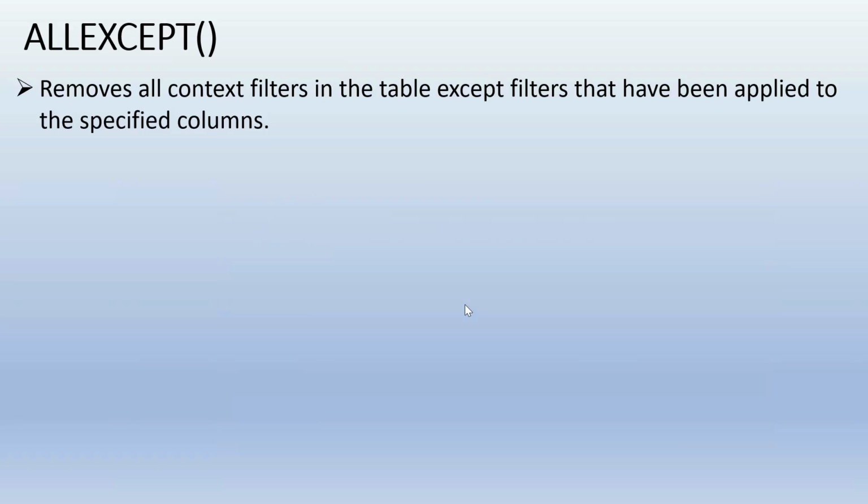The next filter function we have is the ALLEXCEPT function. ALLEXCEPT is the opposite of the ALL function that we studied in the previous DAX function, right? It removes all the filters in the table except filters that have been applied to a specific column. So whatever columns we pass into this ALLEXCEPT function, it removes all the filter context other than that particular column that we have passed into ALLEXCEPT, right?